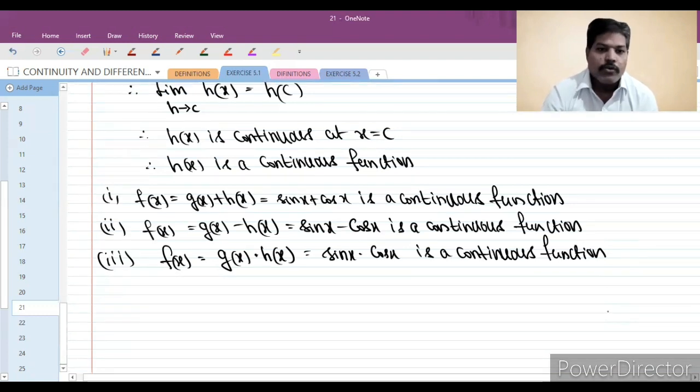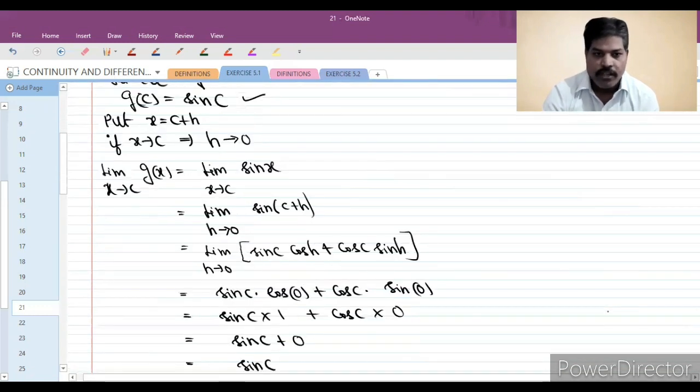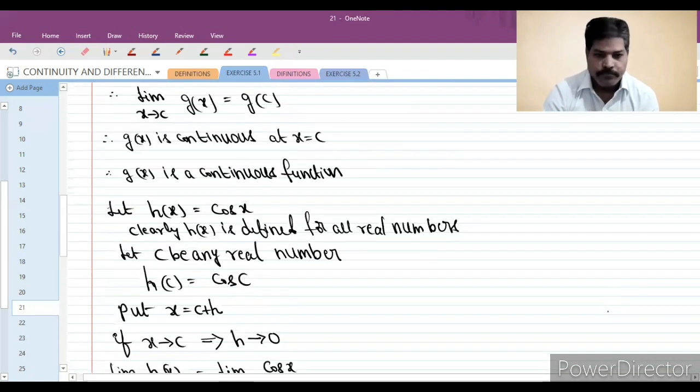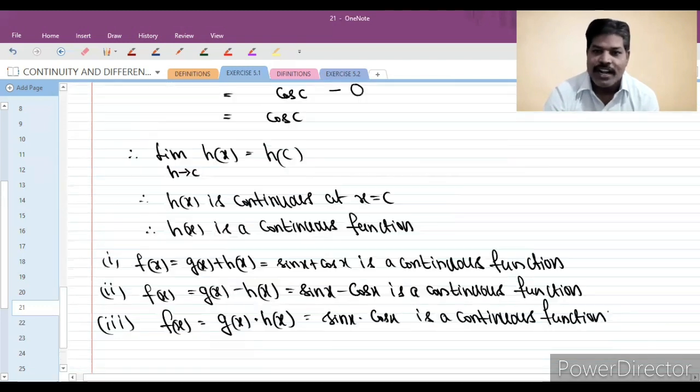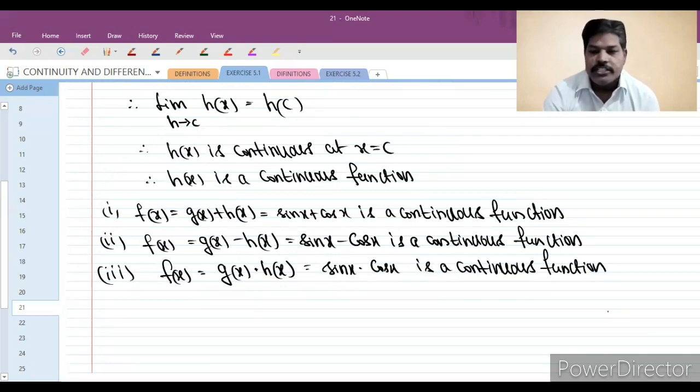So first, what we have to prove? First you have to take g of x is equal to sin x, then we have to prove that g of x is a continuous function. Next you have to take h of x is equal to cos x, and prove that h of x is a continuous function. Automatically g and h are continuous. Then g plus h is continuous, g minus h is continuous, g into h is also continuous. Okay, so see that question, students, and practice it.